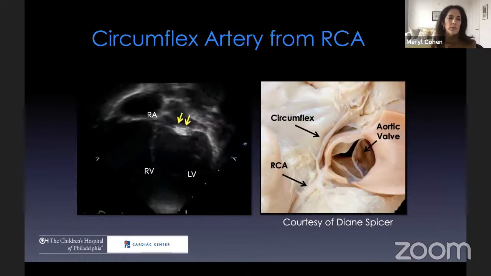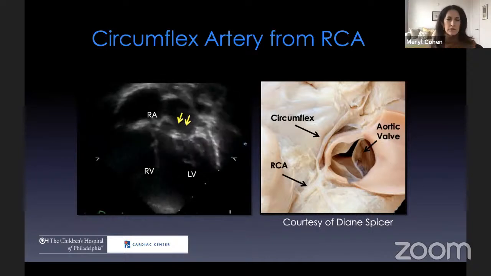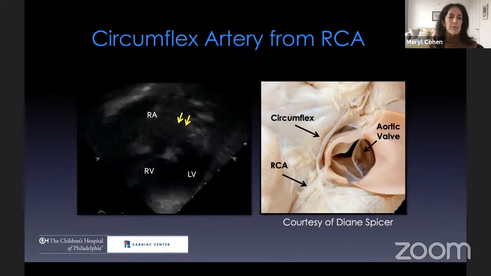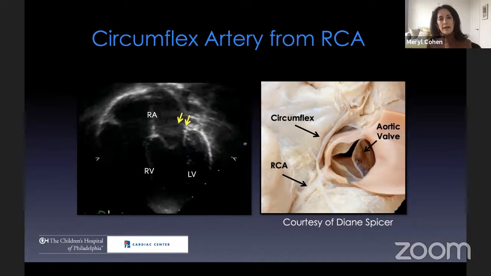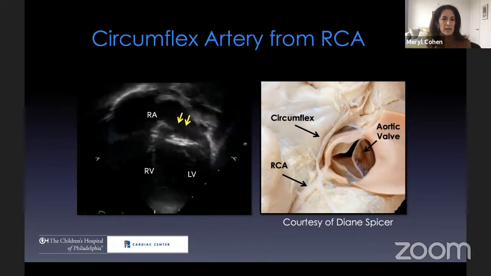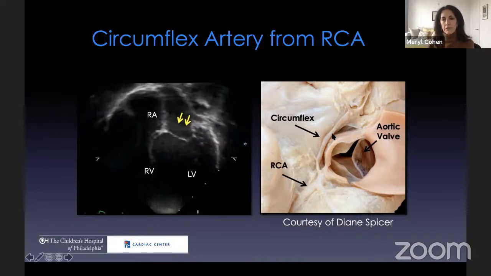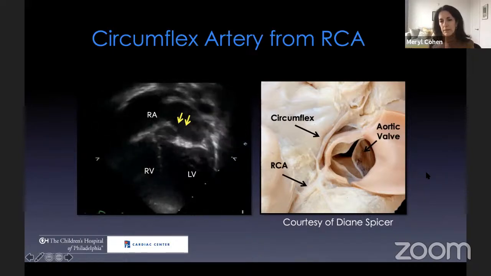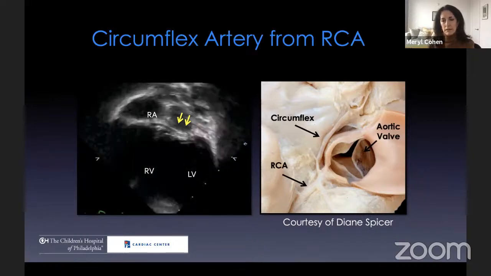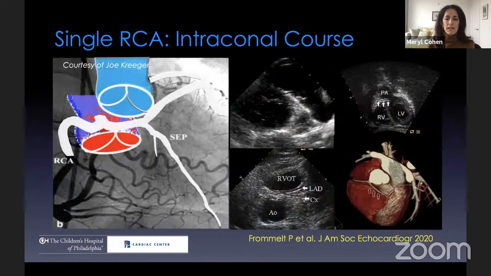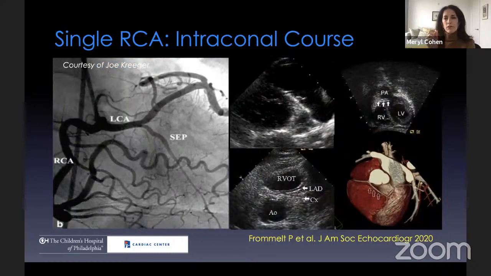So here's an example of circumflex artery from the right coronary artery. And this is often where you'll pick it up. You'll see in either a subxiphoid view or in an apical view, you'll see the coronary passing just behind the aorta. And you see this beautiful specimen that Diane Spicer has dissected. And then this is an example of intraconal, extremely rare actually. What happens is it's a single right coronary, and the left coronary getting over to where it needs to go dives into the conal septum.